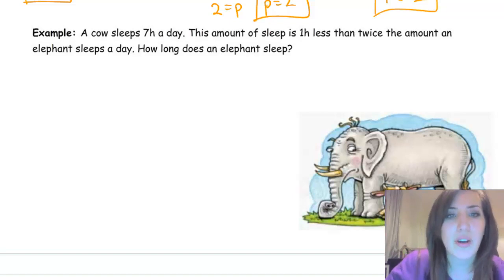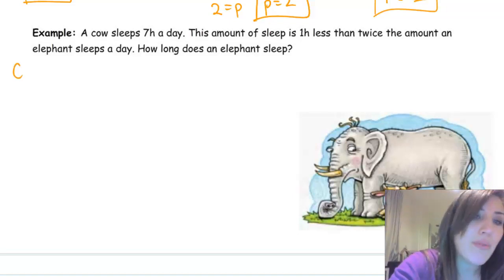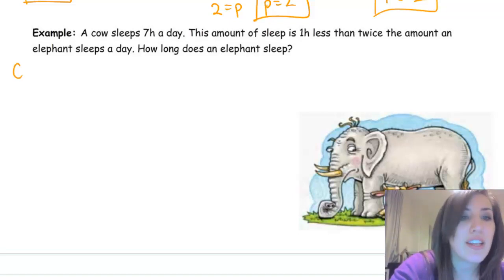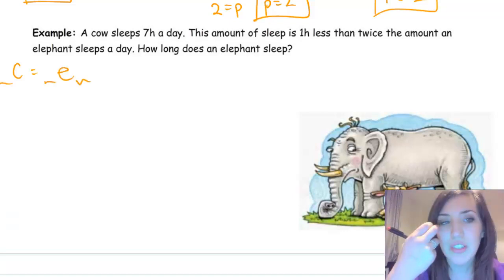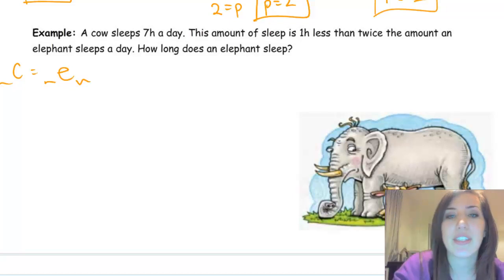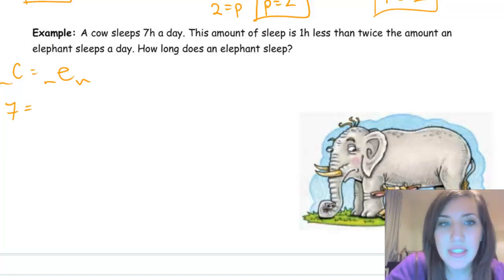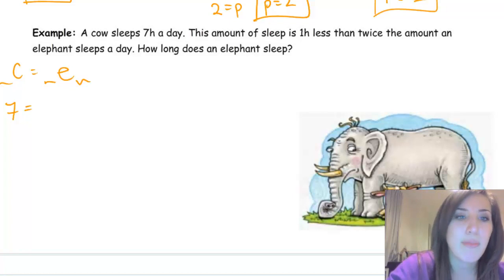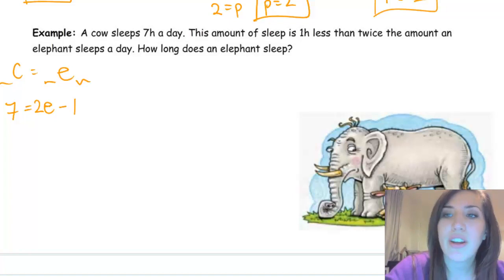So the first thing we know is we're comparing cows and elephants. So you're going to have cow on one side and elephant on the other side. So we want to say, how are cows and elephants related? A cow sleeps 7 hours. And we know that 7 hours is 1 hour less. Okay, so then twice the amount an elephant. So that means 2 times the elephant, minus 1 hour less. So that would be our equation.